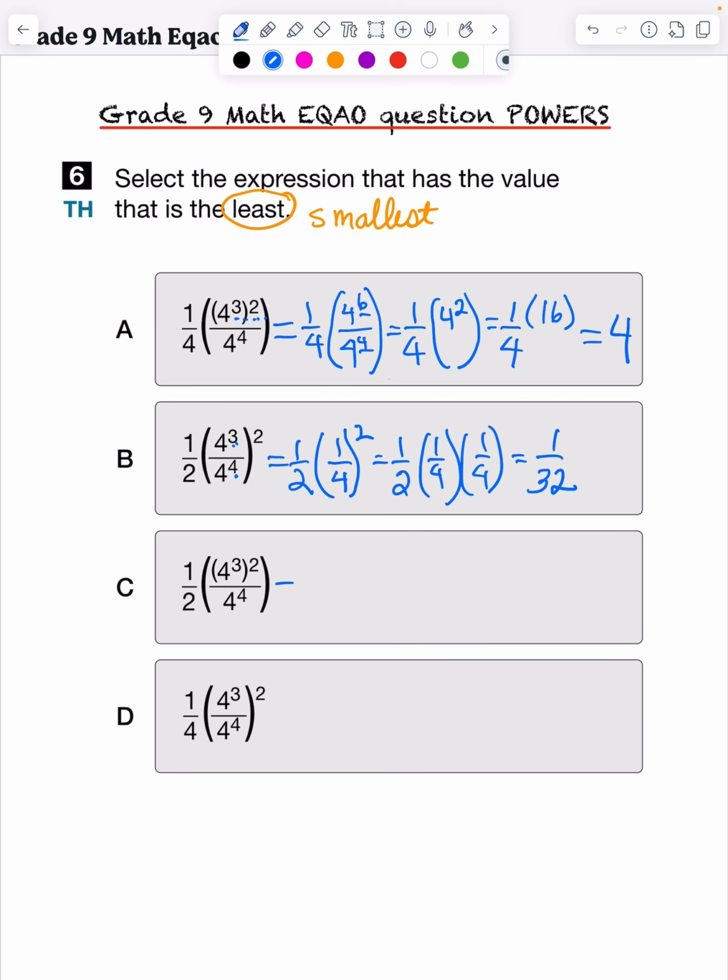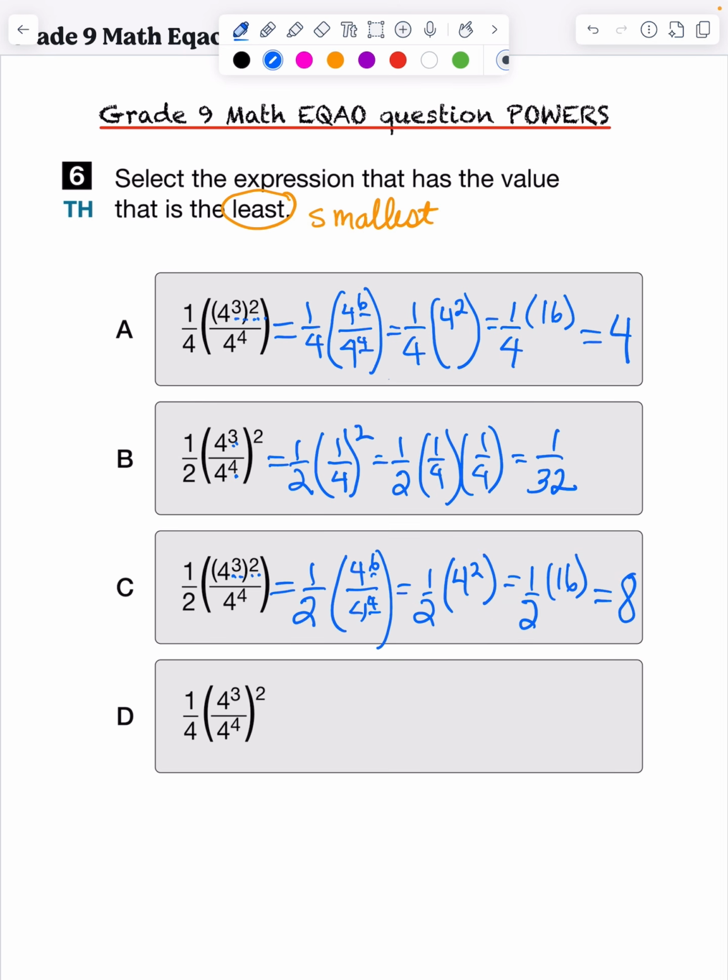Moving on to C. 1/2 stays where it is. A power of a power. I will multiply to give me 4 to the 6th, 4 to the 4th. I'm going to subtract these two. Rewrite 1/2. We'll get 4 squared. Half of 16 gives me a value of 8. 8 is the value for C.